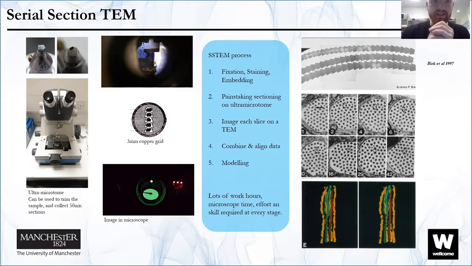If anyone's ever taken any sections on a microtome for transmission electron microscopy, then they will know how difficult it is to even get one section well preserved. So to do it for dozens, hundreds, even thousands of sections is quite impressive.